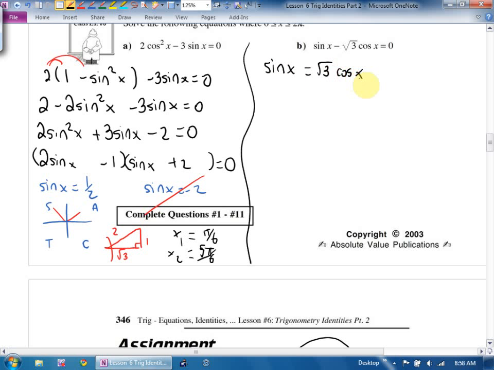Why don't I try plussing that over? Looks nicer. Anybody see it? I'll pause. What? You need to go tan equals root 3. Where'd you get that? Oh.